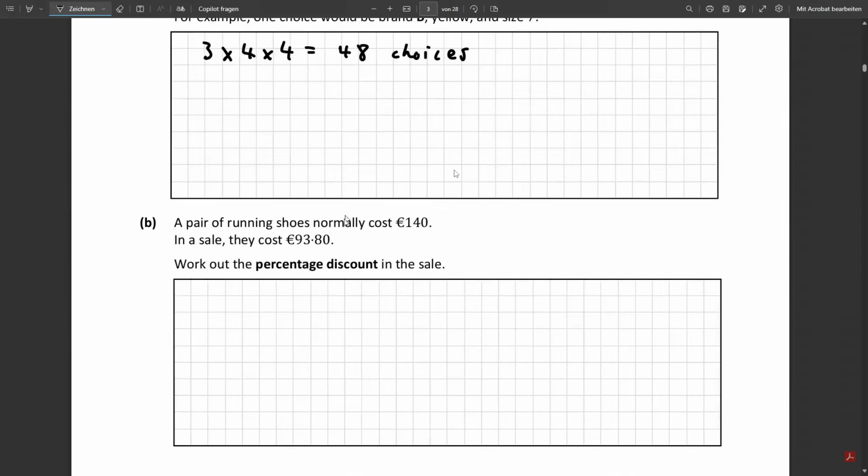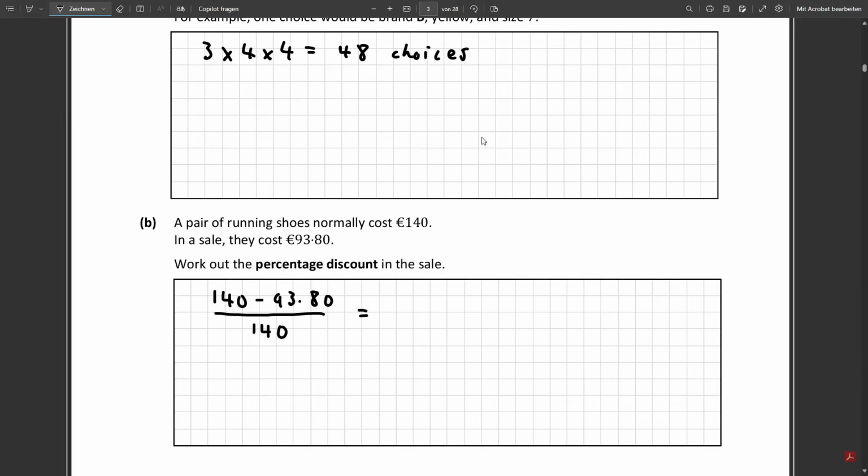So we're going to work out the percentage discount. Basically we need to see how much of a discount we got. Well, our discount was 140 minus 93.80. And then we divide that by how much it originally cost to get it as a percentage. Then put that into your calculator. You'll have to multiply it by 100, and you get the answer to be 33%.